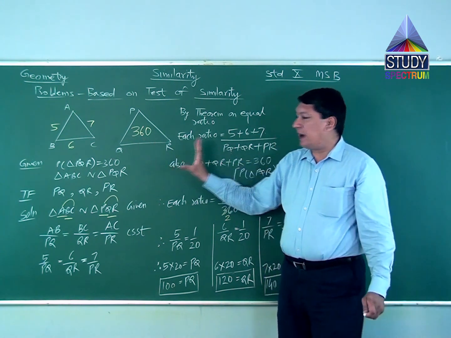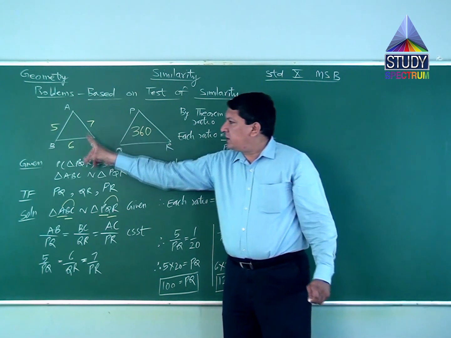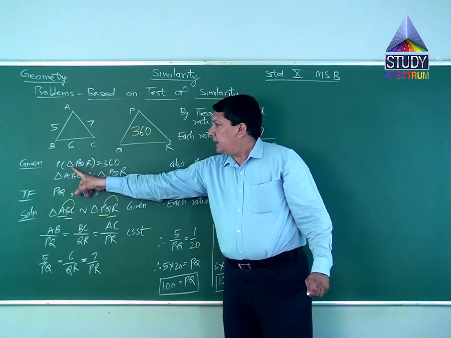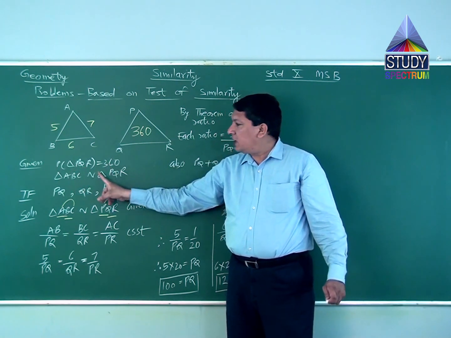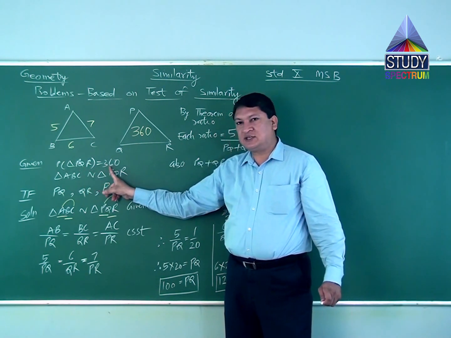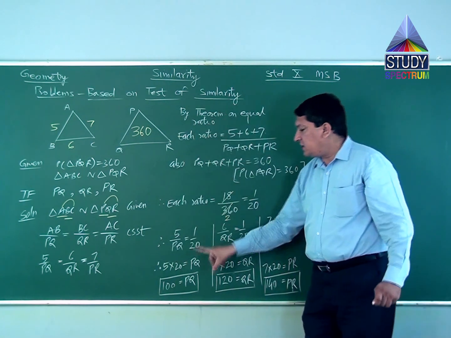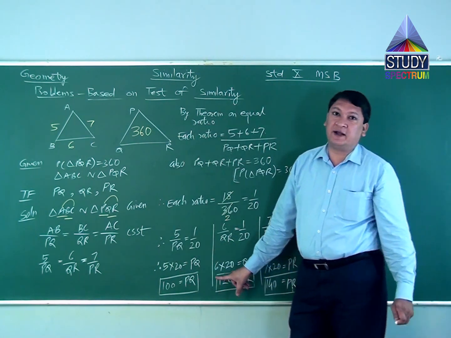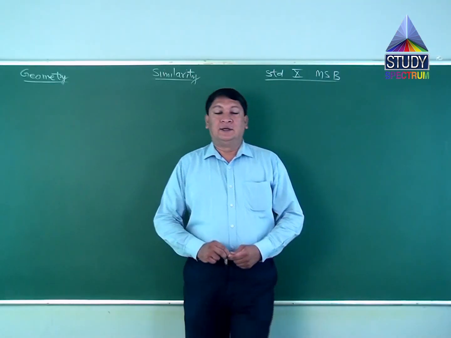So students, why don't you practice? Immediately I am giving you an assignment. Keep everything the same. Instead of perimeter of triangle PQR being 360, take it as 180, repeat this sum and get the answer. This will be a nice practice for you. Fine. So we'll move on.